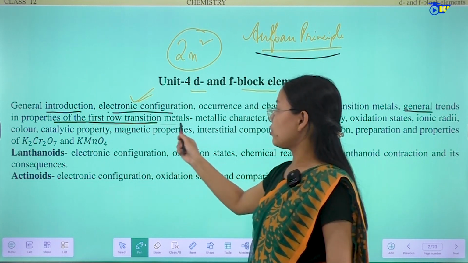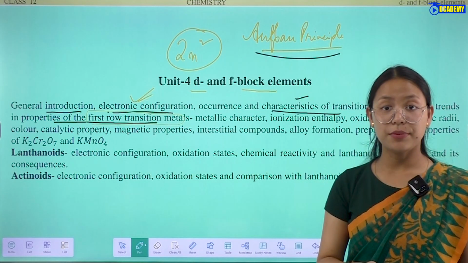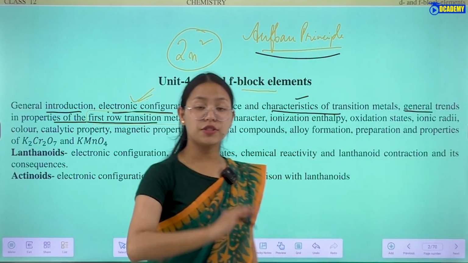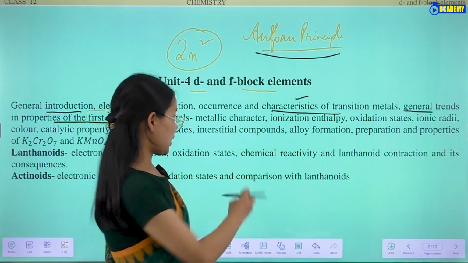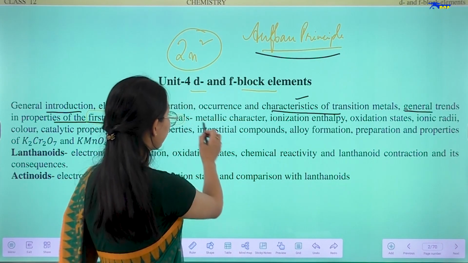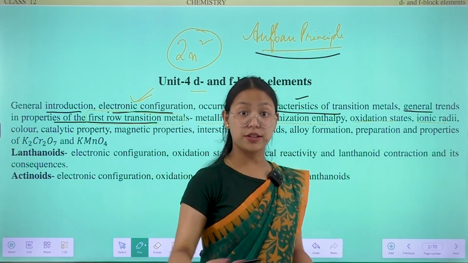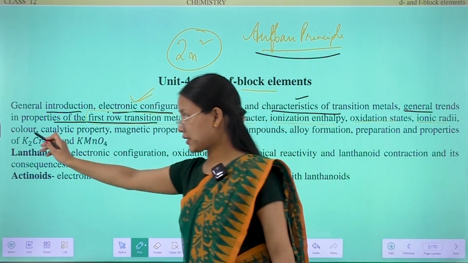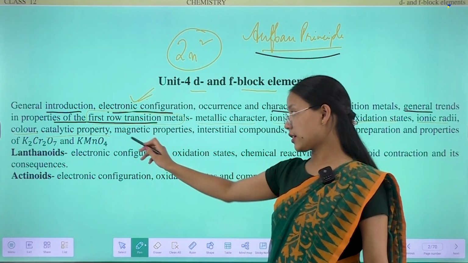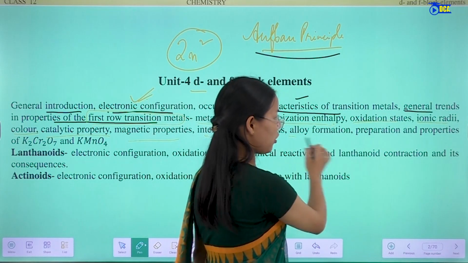So here we will study the first row transition elements and consider their metallic character, ionization enthalpy, oxidation state, ionic radii or atomic radii, color, catalytic properties, magnetic properties, interstitial compounds, and alloy formation.